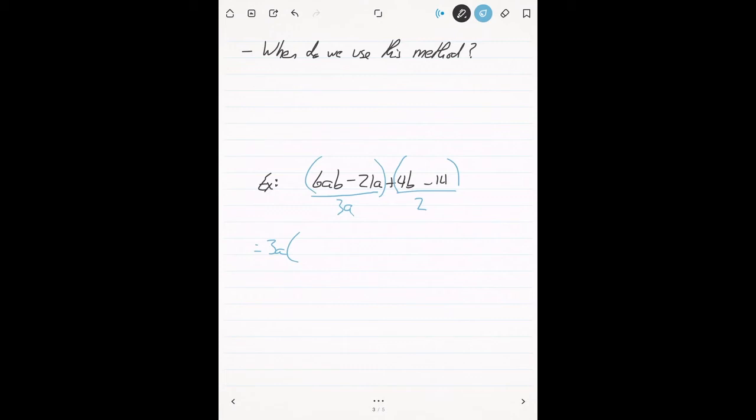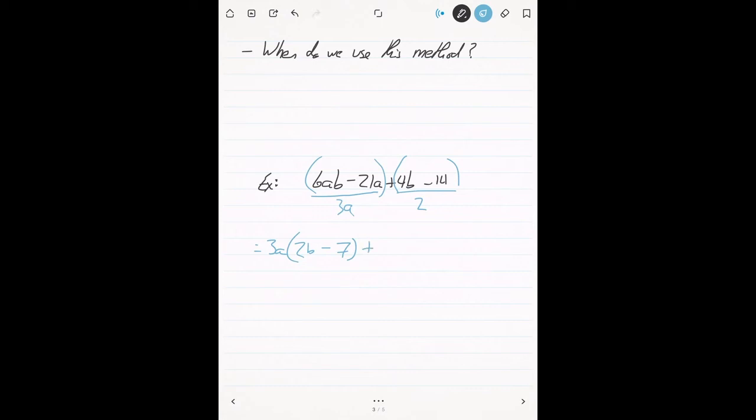When I divide 3a out from everything, I should end up with 2b minus 7. I'm asking myself, what times 3a got me to 6ab? That was 2b. And what times 3a got me to negative 21a? That was negative 7. Or you could just divide each term. Hopefully you're getting the idea of how we're dividing out the GCFs.